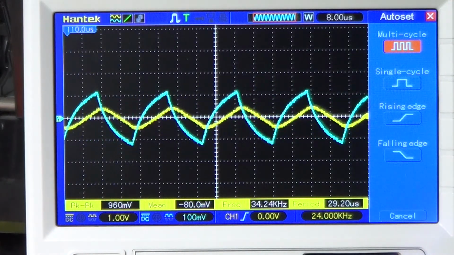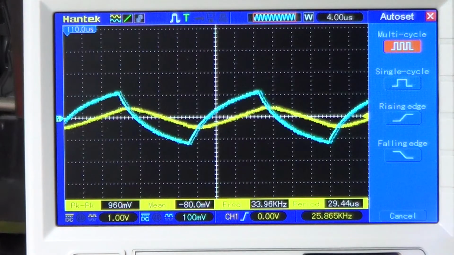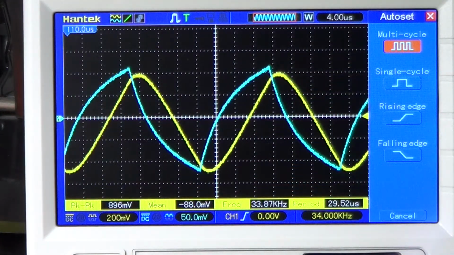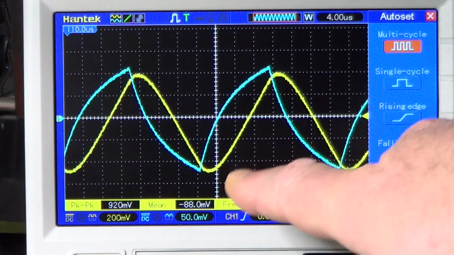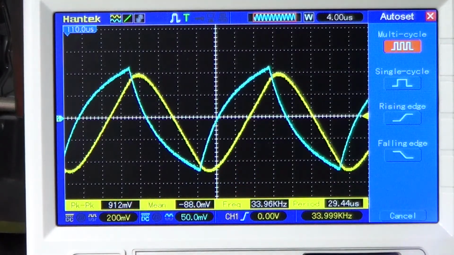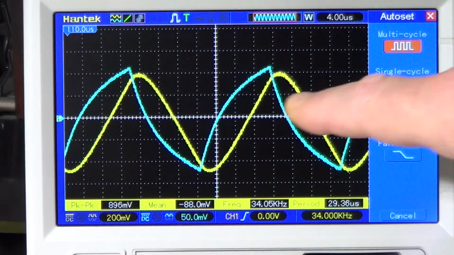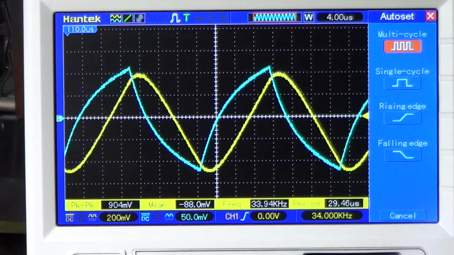Look at that. I'm increasing the frequency more and more. You see, the second order filter is almost now a sine wave. We are at 34 kHz, so way above the cutoff frequency, while the first order filter is still spiky with clear angles over here, while the second order filter is totally smoothed out already.